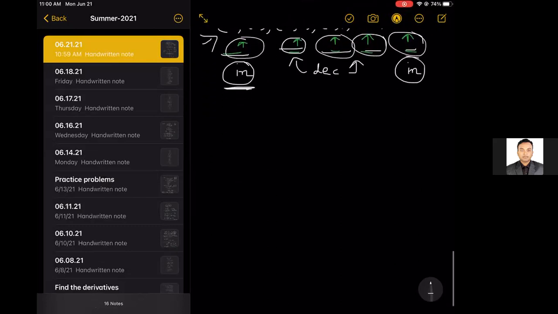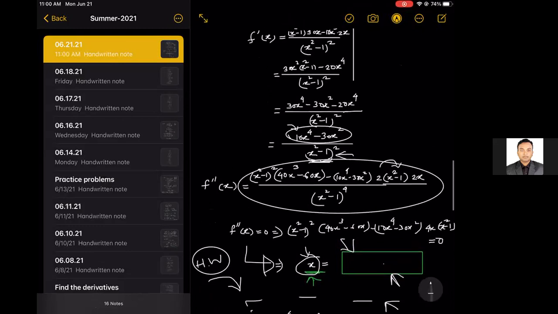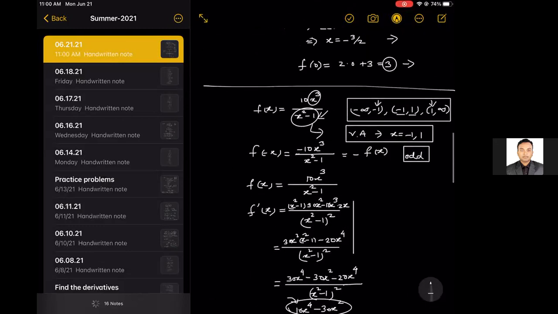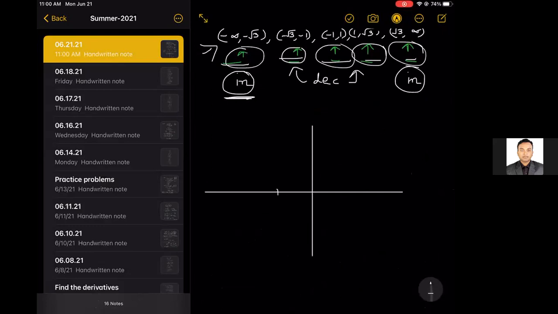Okay, now let's try to draw this graph. So first of all, I know that I have a vertical asymptote. I think I have more than one vertical asymptote. Yeah, at -1 and at +1, right? Let's do this. So this is my -1, this is my +1, and I have vertical asymptotes here. So that means I can do this, right?